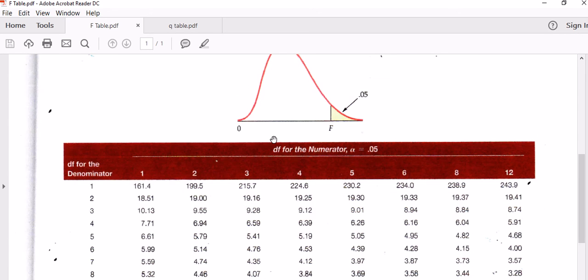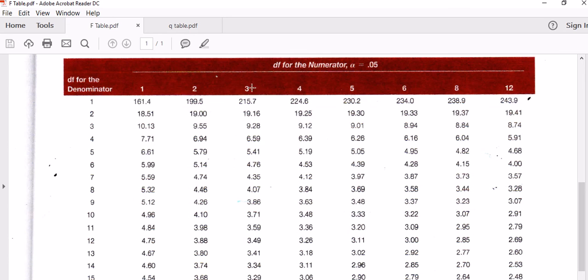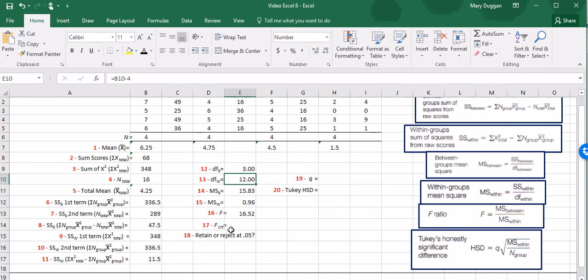And so for the numerator, we're going to go across the top, and our numerator was 3 and our denominator was 12. So I'm going to go from 3 down to 12, and I see a critical F of 3.49. So let's enter that into our spreadsheet, 3.49.